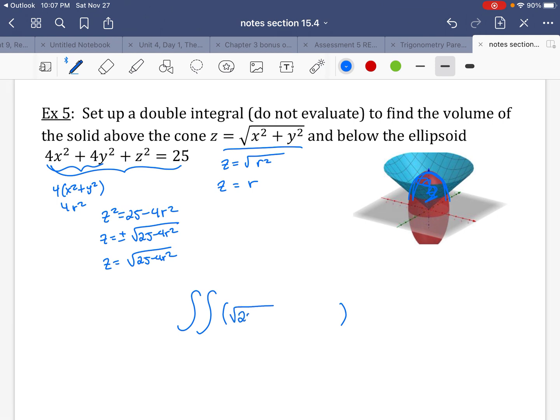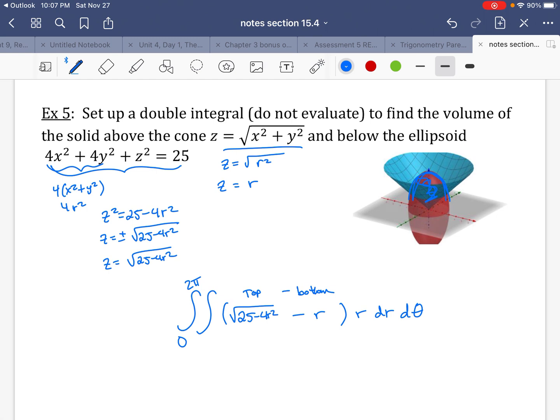So I'm going to have the square root of 25 minus 4r squared minus r. And so that's going to be basically like my floor and my ceiling, right? So this is like the top minus the bottom here. And then we always multiply by r, and we're doing dr d theta. Okay, now d theta is easy because it's going all the way around, so that's going to be 0 to 2 pi.